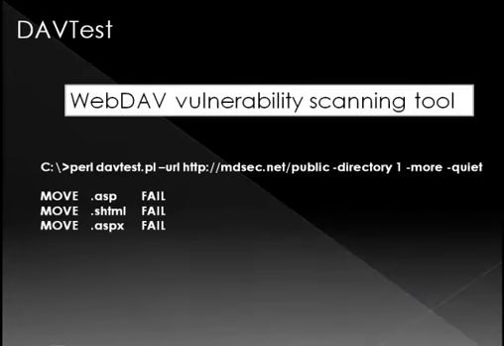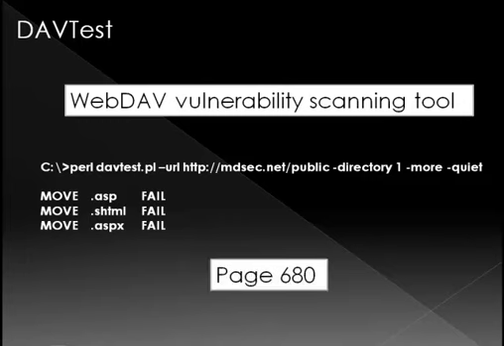There is a vulnerability scanning tool for a WebDAV-enabled server, and that is DAVTest. It can be used to iteratively check all directories on the server for the PUT method and determine which file extensions are allowed. To circumvent restrictions on using PUT to upload backdoor scripts, the tool also attempts to use PUT followed by the MOVE method. Page 680 displays the output of a DAVTest.